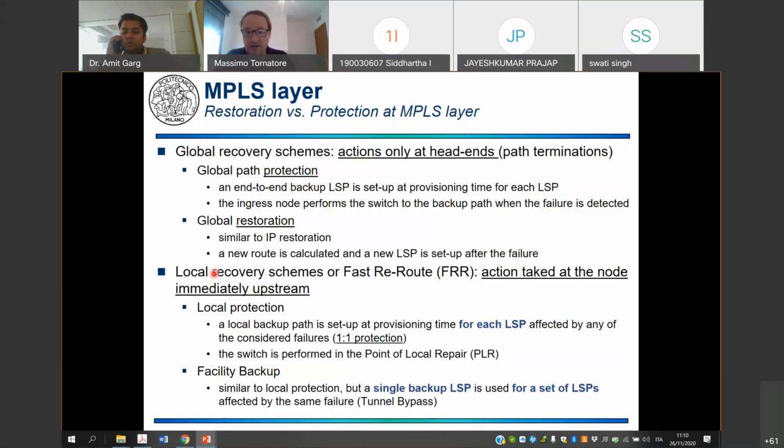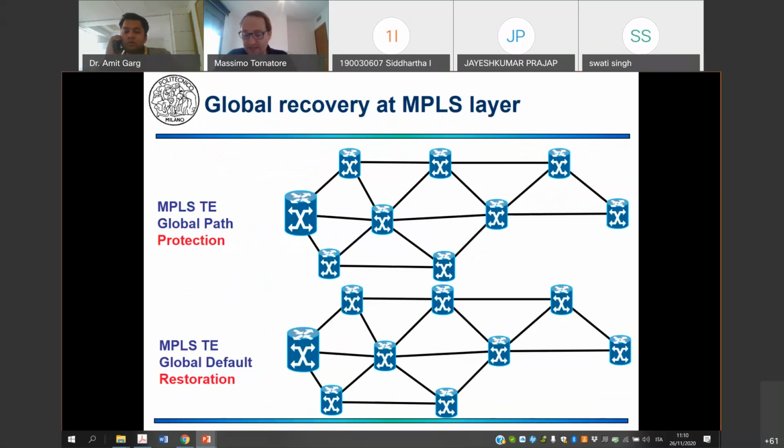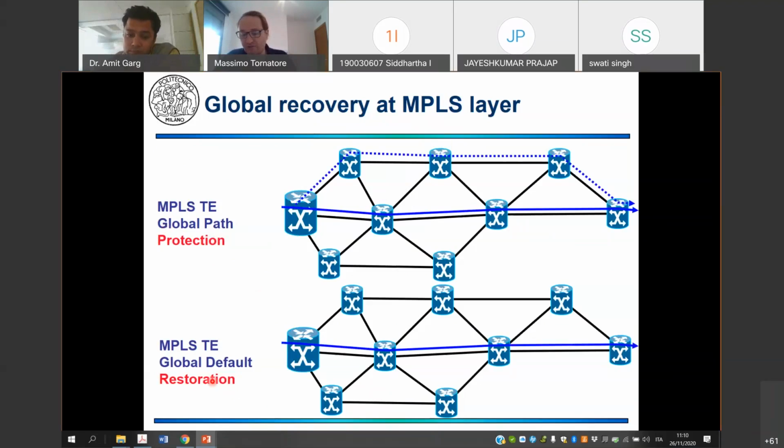Okay. So very quickly, in MPLS, you have the dedicated path protection. It's called global path protection. And you have also the recovery. So after the failure, you calculate the backup path, as you can see in this example. This is called global default restoration.